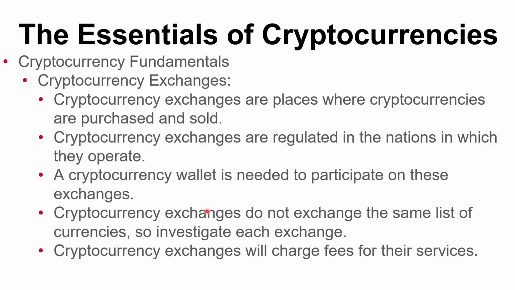And cryptocurrency exchanges are available just about everywhere online. There are physical exchanges that you can go to. You can even be your own. So Coinbase is a very popular one. A cryptocurrency exchange is a place where cryptocurrencies are purchased and sold. And the exchanges are regulated differently in the different nations in which they operate. A cryptocurrency wallet is needed to participate on the exchanges. So we just talked about that. We need access to your private and public keys.